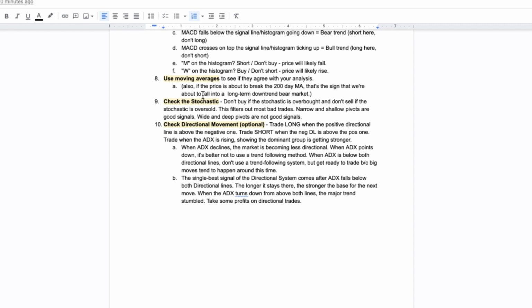So number 9 is that I check the stochastic. Then this filters out most bad trades. Narrow and shallow pivots are good signals. Wide and deep pivots are not good signals.